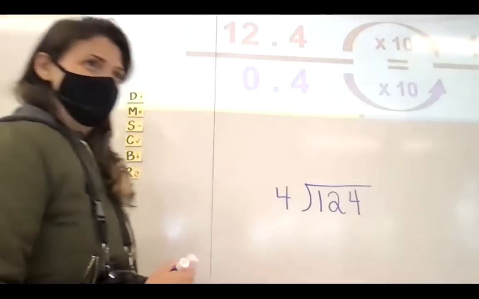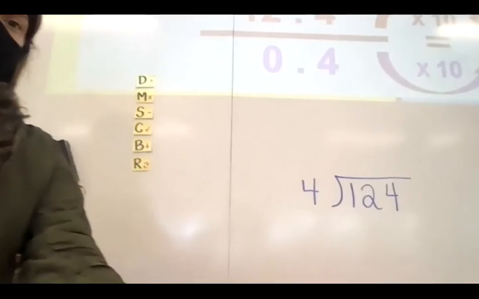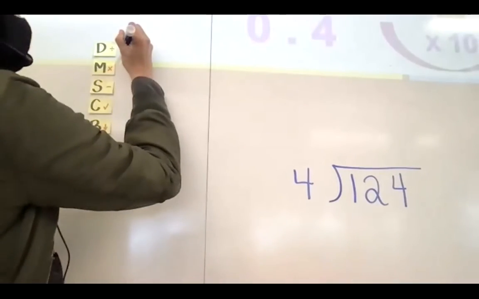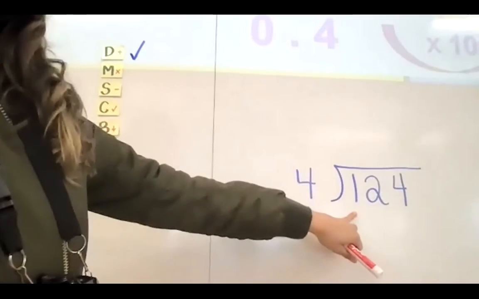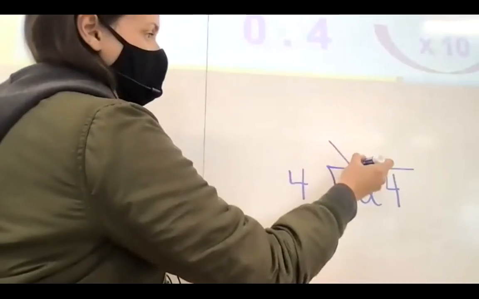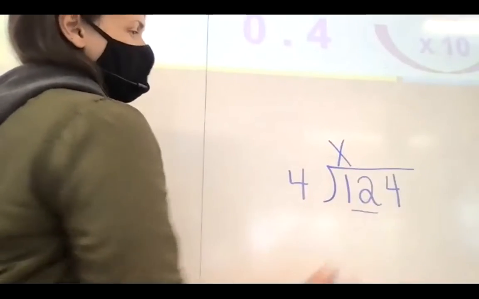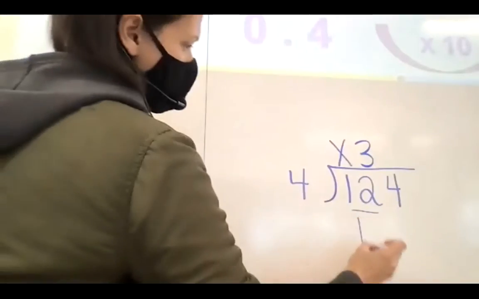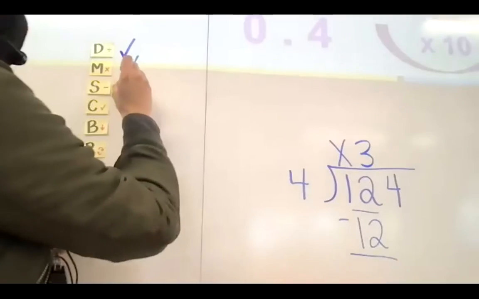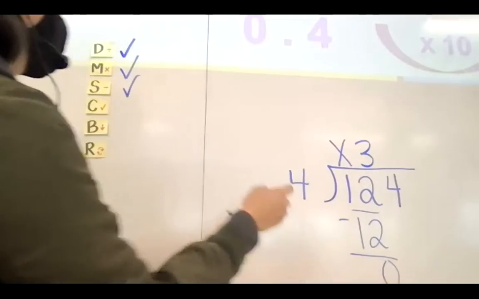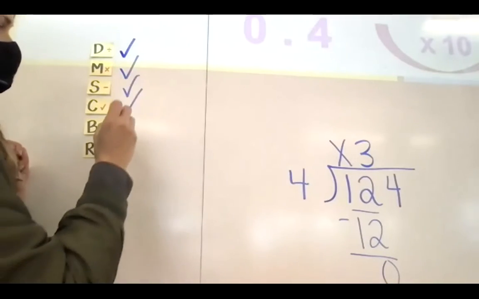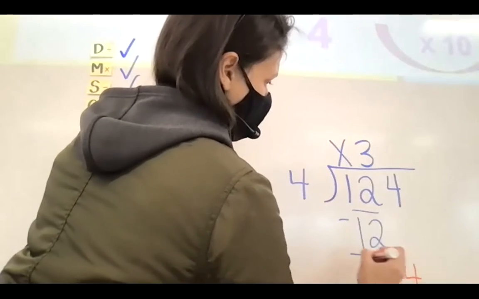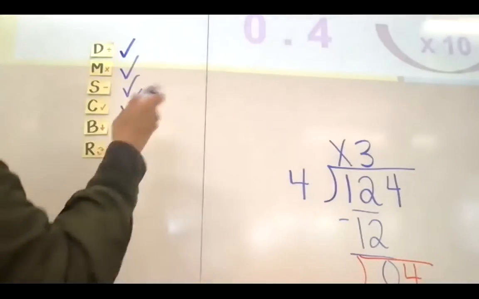All right, let's follow our steps. Divide. Can 4 go into 1? No. Can 4 go into 12? How many times? 3. Multiply. 4 times 3 is 12. Subtract. 0. Is 0 less than 4? Yes, we checked. Bring down. We're going to bring down that 4. And we're going to have a brand new problem.